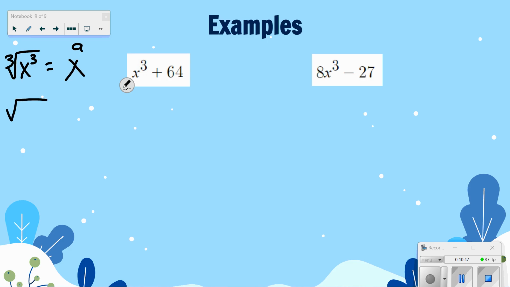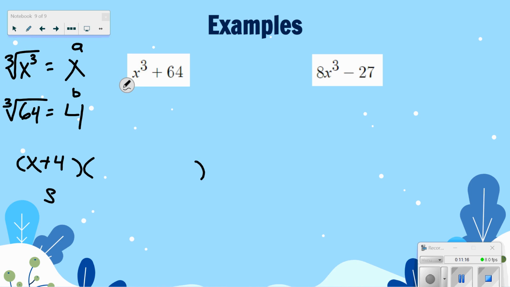What's the cube root of 64? Cube root of 64 is going to be 4. Oh, 8 would be the square root. So from here, using our formula, my first factor would become what? x plus 4. Awesome job. Think about, I'm using my same sign.